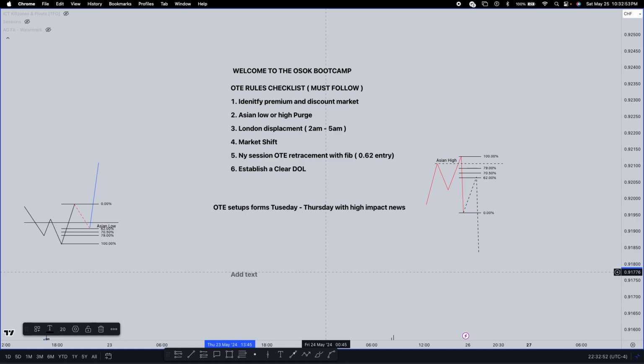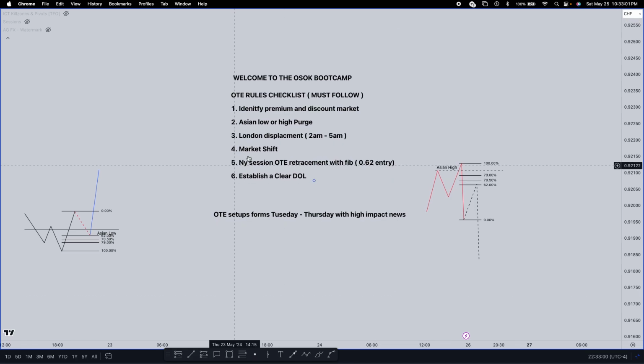Third rule is going to be London displacement. London session starts at 2 a.m. to 5 a.m., so make sure you're writing this down. London session starts at 2 a.m. to 5 a.m. With London session, you need to see clear London displacement, right? So you want to see strong displacement. The better the displacement, the more confirmation that this model brings.